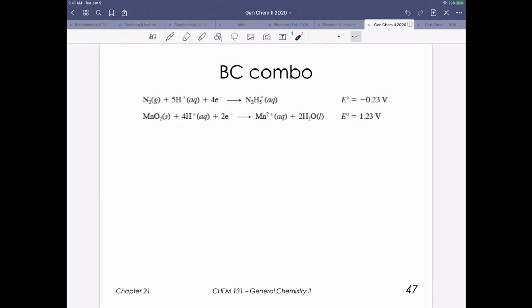All right, last combination to try. And again, if you haven't gotten the first two, hopefully you feel comfortable enough to take a stab at this one. Pause the video and try to work through the BC combo with these two reactions. Figure out what the overall balanced chemical redox reaction is, and then what E cell would be for this voltaic cell.